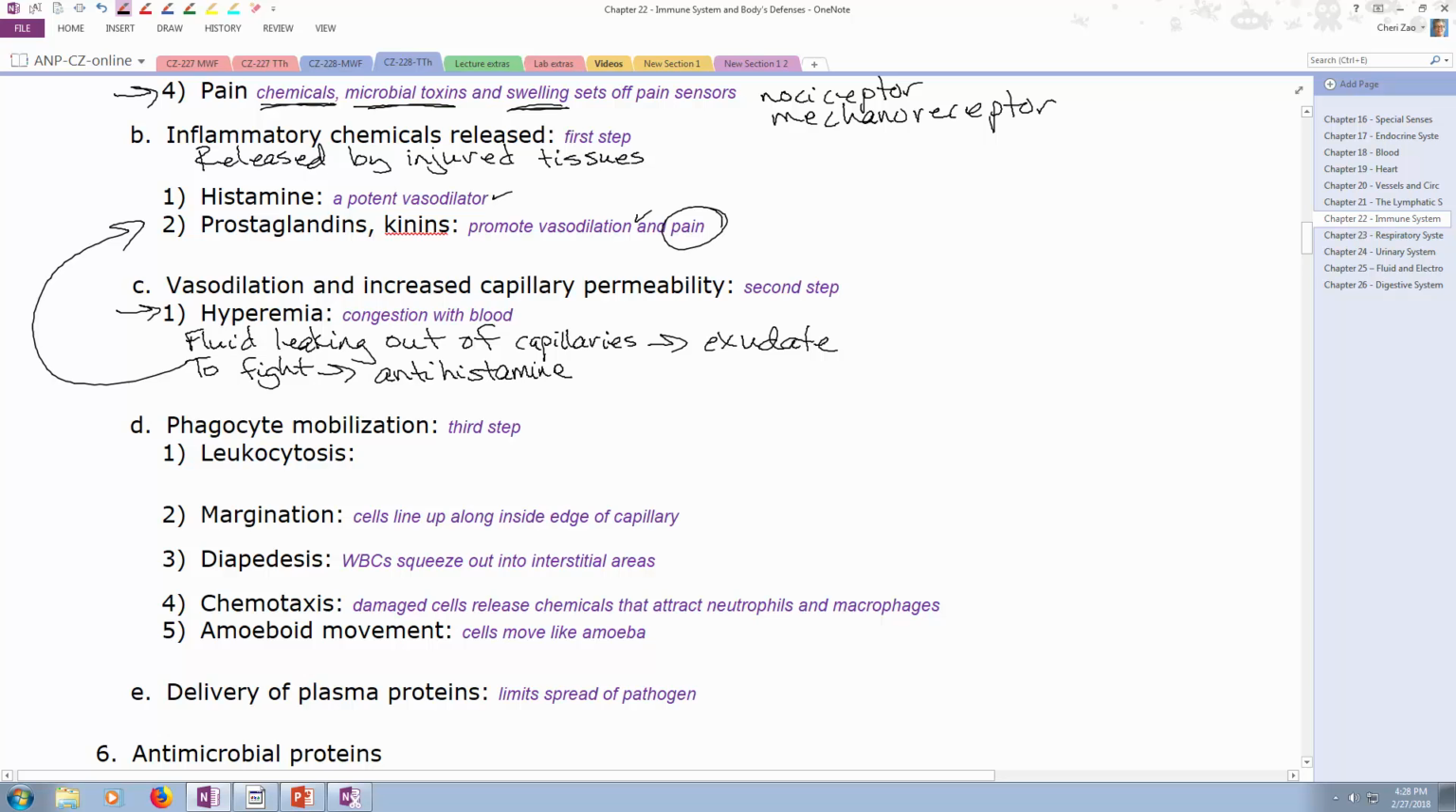So antihistamines will be very helpful because they help to decrease the vasodilation. And then we want to take another chemical to help fight off these chemicals that are causing us problems with increased permeability or vasodilation, and pain. And these are very common. Antihistamines are common over the counter, correct? Yes. The other one to fight prostaglandins and kinins are also very common and over the counter.